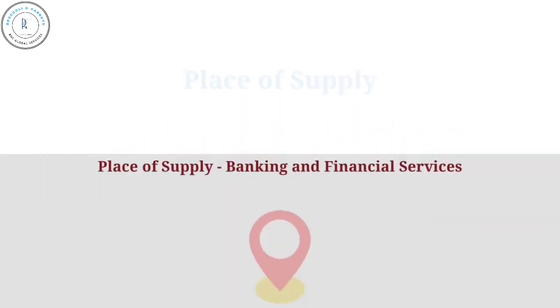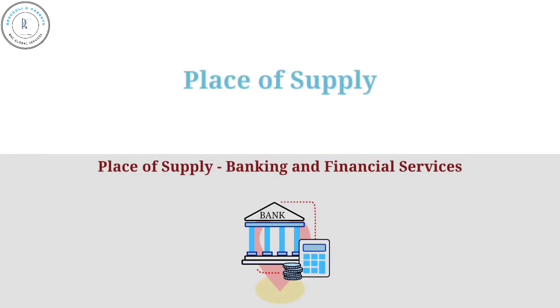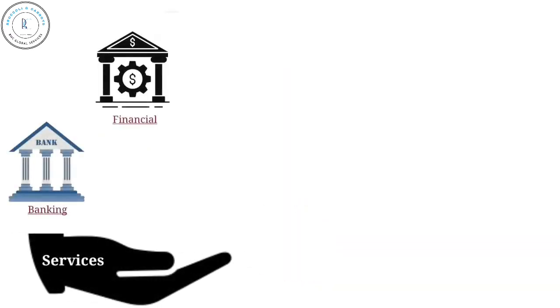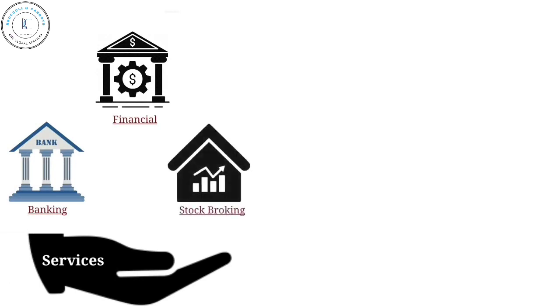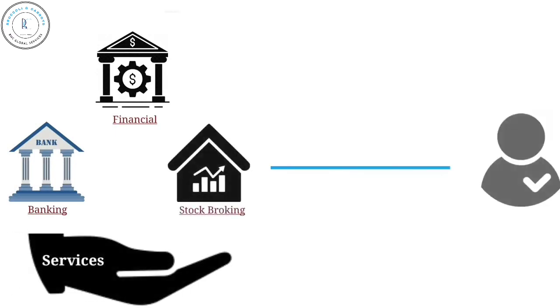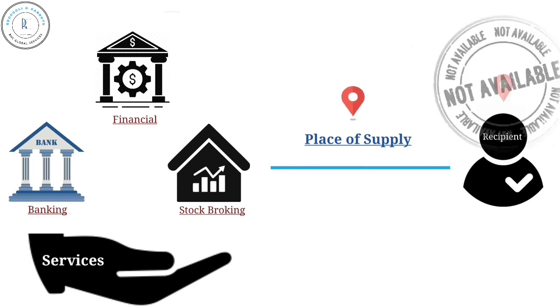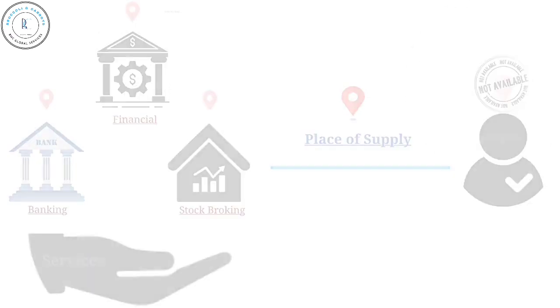Today, we shall be discussing the concept of place of supply for banking and financial services. If services of banking, other financial services, or stockbroking services are provided to any person, then the place of supply will be the location or address of the recipient, as per the records of the service provider. If address is not available, the location of the service provider.